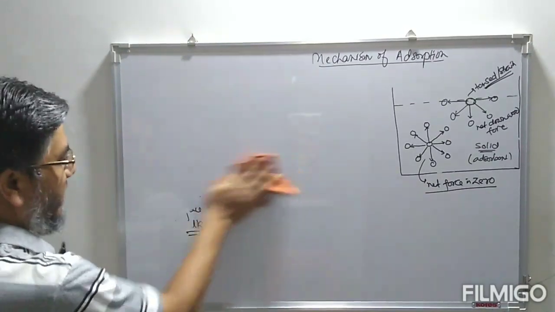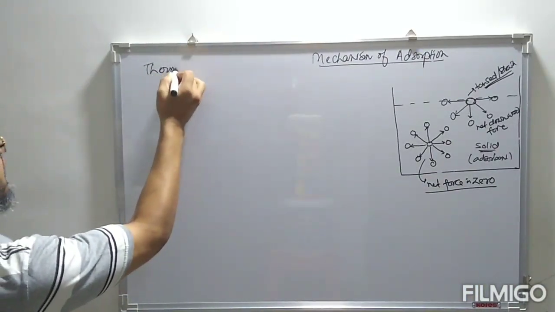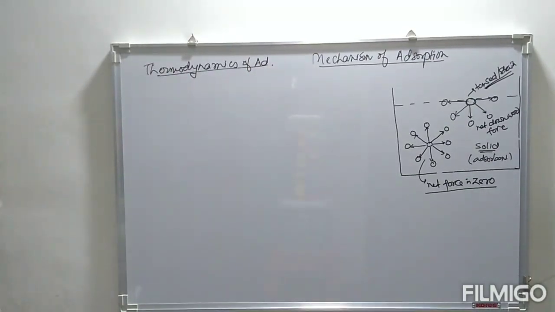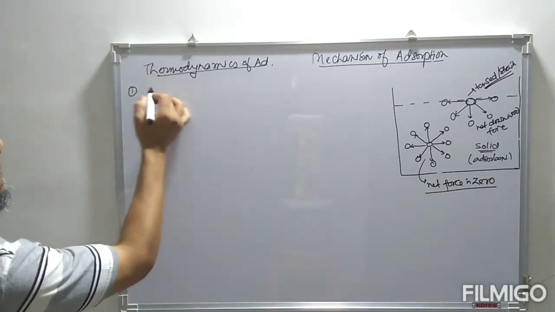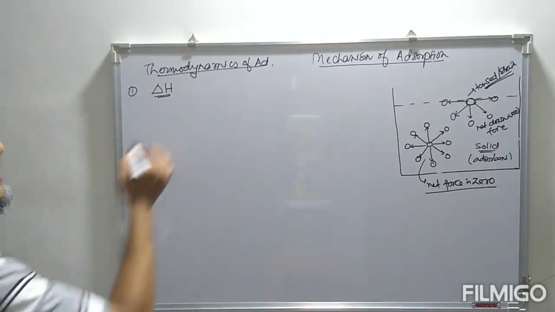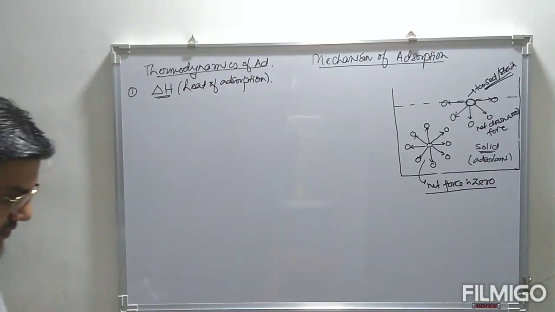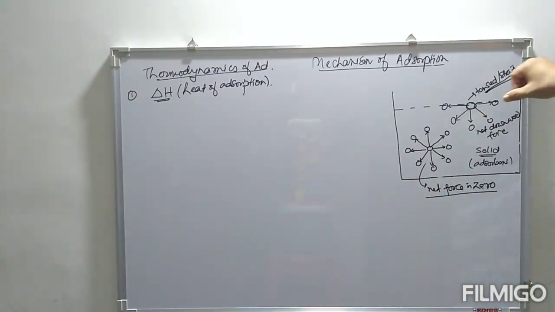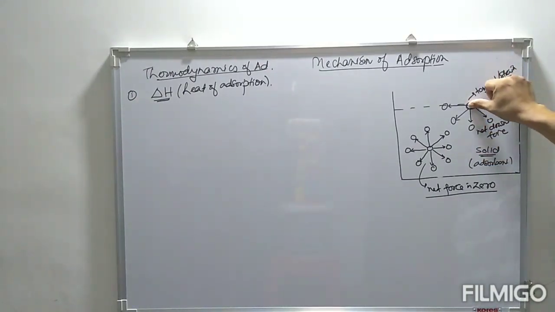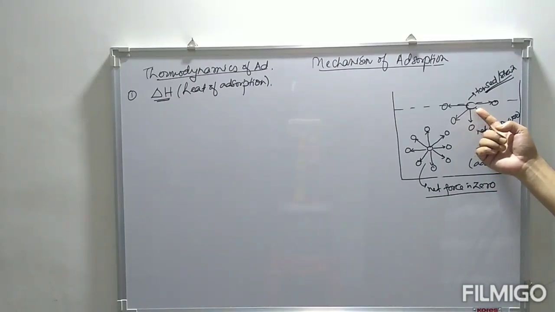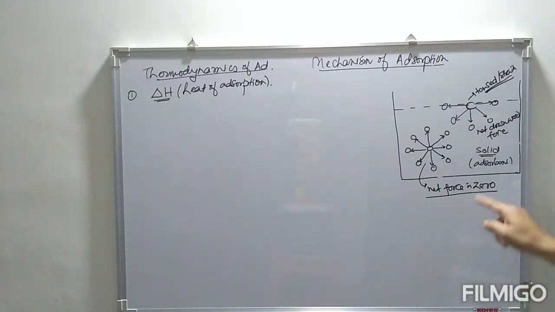Now, once we know the mechanism of adsorption, there is certain thermodynamics that is involved in adsorption. So coming to the thermodynamics of adsorption, we'll take the help of delta H, that is heat of adsorption, or simply say enthalpy of adsorption. While discussing the mechanism of adsorption, we said that molecules at the surface have a net downward force or residual force. So molecules present at the surface have high potential energy. Because of this, the molecules will try to relieve the residual force. As a result, molecules accumulate on the surface of the adsorbent.